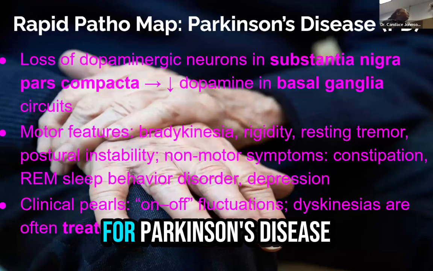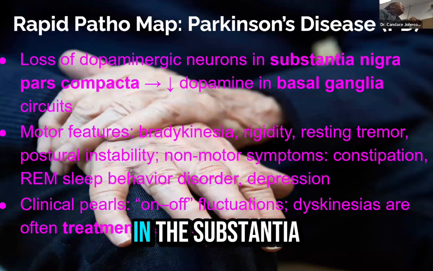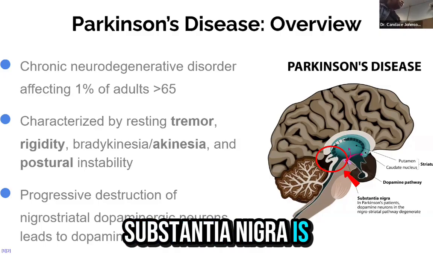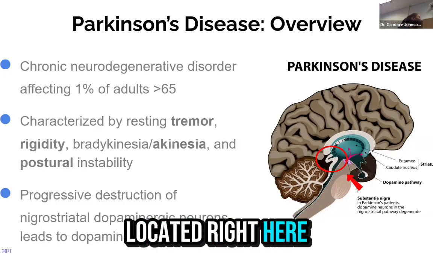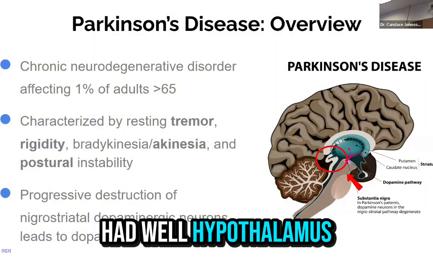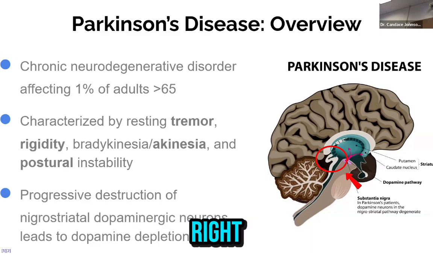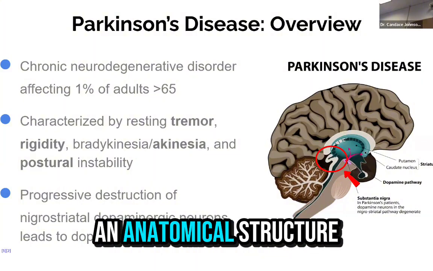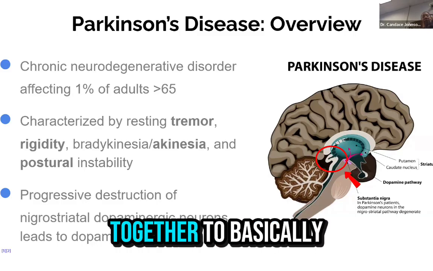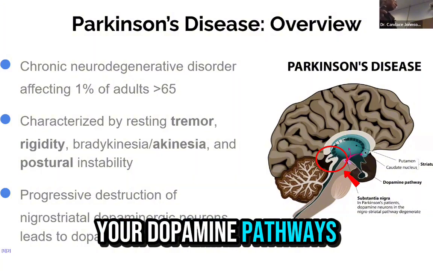So the pathomap for Parkinson's disease would look like a loss of the dopaminergic neurons in the substantia nigra. Now, in this little picture here, the substantia nigra is located right here in the brain. So you remember we had the hypothalamus, thalamus, pituitary gland. And right here, there's like a ganglion of cells, right? It's not really an anatomical structure. It's more like an area where we have a bunch of neurons grouped together to basically manage your dopamine receptors, your dopamine pathways, all right?